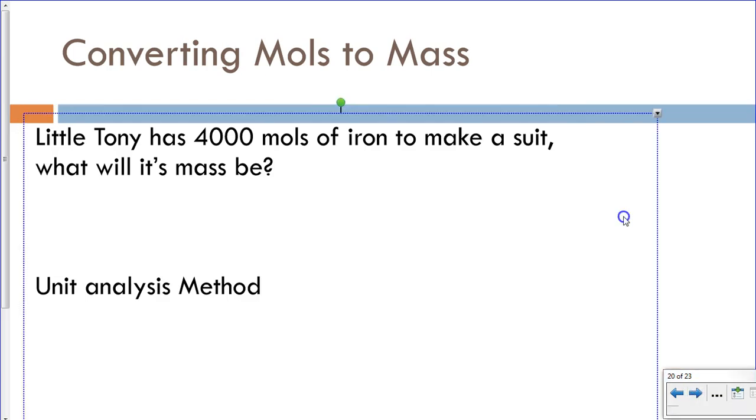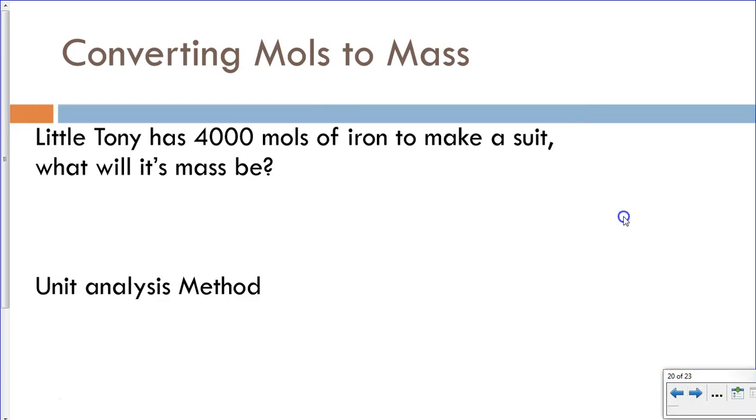So let's try one. Little Tony decides that he has 4,000 moles of iron to make a suit. Tony, suit. Interesting. All right, Tony Stark. Now, no copyright infringements intended.